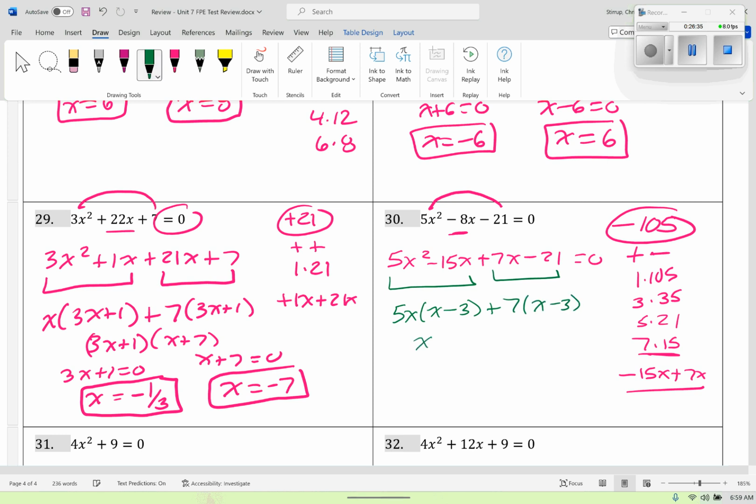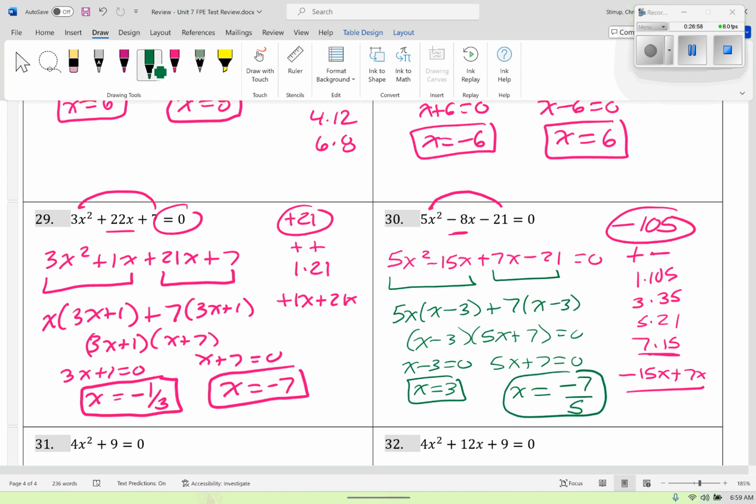And then I'm going to get x minus 3 and 5x plus 7. Set those equal to 0. So x minus 3 equals 0, so add 3 to both sides. There's one answer. And I get 5x plus 7 equals 0. So subtract 7 from both sides and then divide by the 5 out front. There you go. There's my two answers.